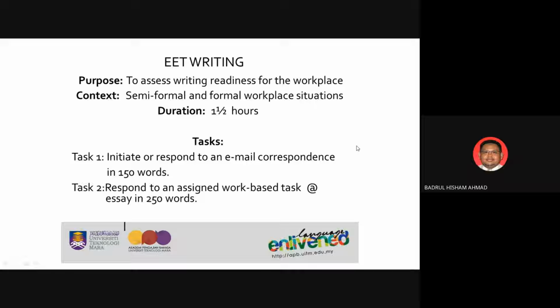So jangan risau. All you have to do is to focus on preparing for the tests, and inshallah, you will be given enough exposure during the early semesters of your degree years, with several English papers. There will be several English courses that you have to register, and these courses should be able to prepare you for the EET in your final semester before you graduate.